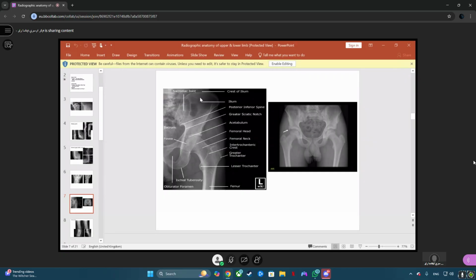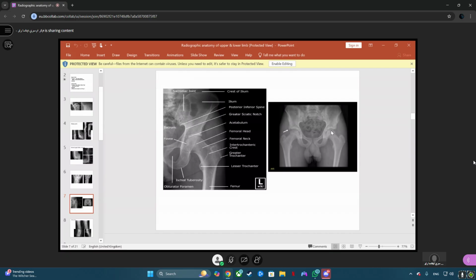In this diagram, you can see this is the ilium, this is the ischium, and this is the pubis. This part is called the acetabulum, where all the three bones meet: ilium, ischium, and pubis. This is called the acetabulum. The head of the femur articulates with the acetabulum of the hip bone.